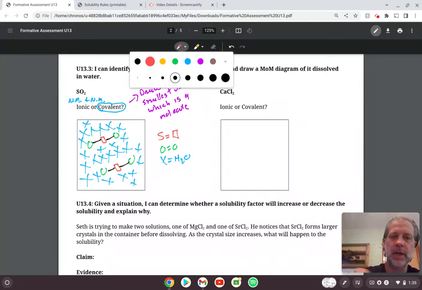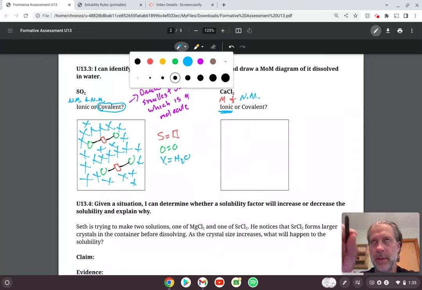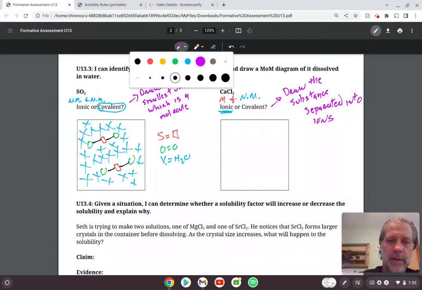The next one is calcium chloride, CaCl2, in which case we have a metal and a nonmetal. And metals and nonmetals mean that we're dealing with an ionic compound. And when we draw the ionic compound, we draw the substance separated into the ions. So we have to remember that we're going to draw the substance separated into ions.